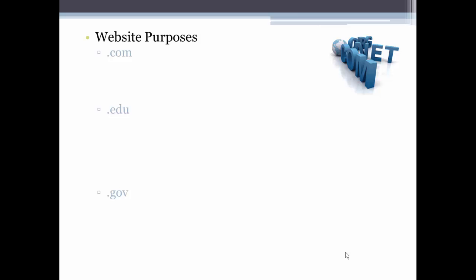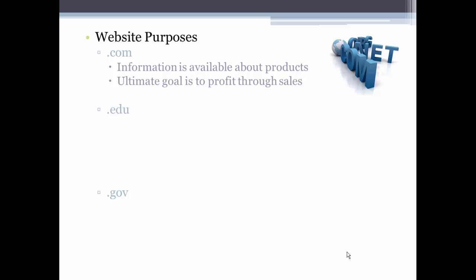Is the information there to sell something? Is it for the public good? The URL can tell you that. A .com website is most likely providing information about products or services. The purpose is to make a profit.